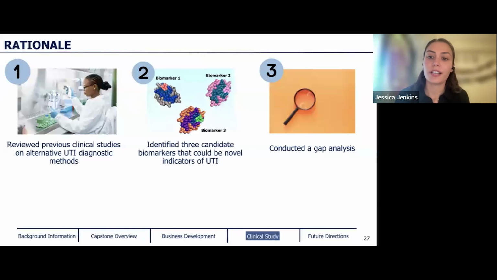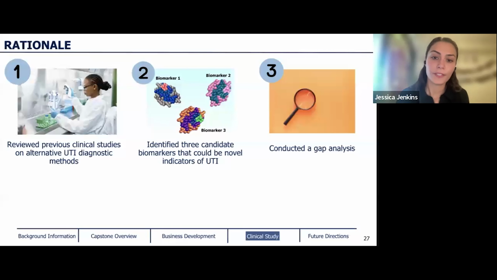At the start of this project, our team conducted literature reviews to find studies on alternative UTI diagnostic methods. We found a number of studies that investigated the measurement of urinary immunoprotein concentration for UTI detection. From these studies, we identified 3 biomarkers that showed the most promise as novel indicators of UTI.